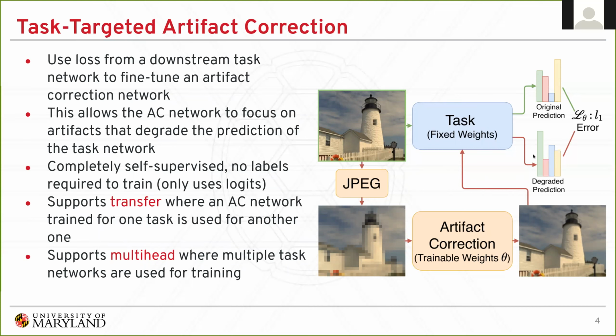It's self-supervised, so there are no labels required to train. You can put whatever images you want in here. You're just trying to match the logits. In practice, we use the same datasets just to keep things fair. Because if you were to fine-tune the task network, you can only use it for that task. Because this is an artifact correction network, we can transfer these weights to other tasks, and it works pretty well. So even other networks in completely different tasks. For example, if I was to train on MobileNet for ImageNet classification, I could apply that artifact correction network to detection, for example, and it would work.